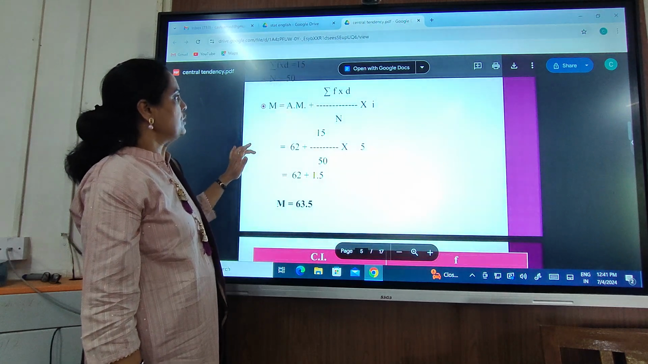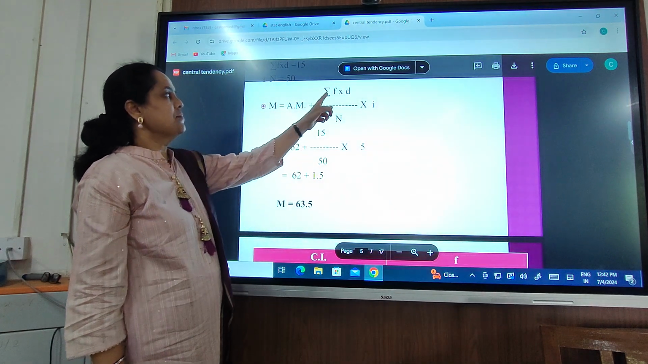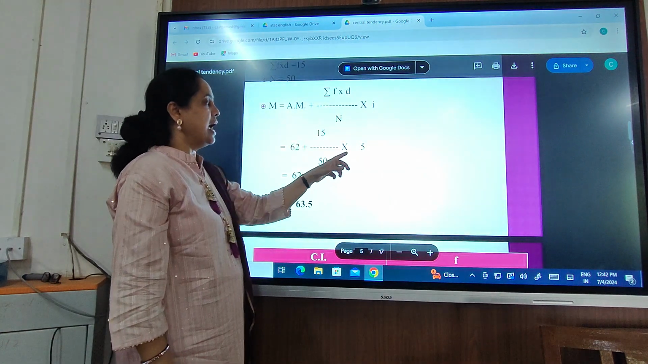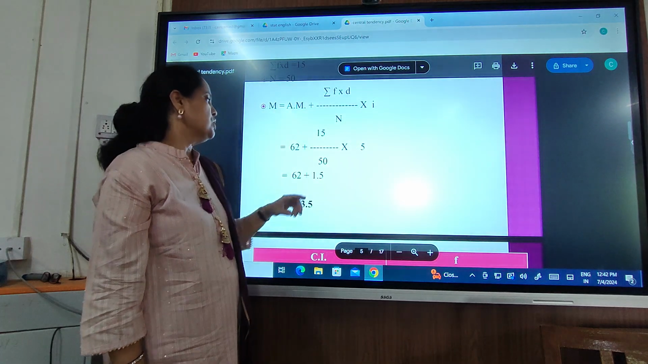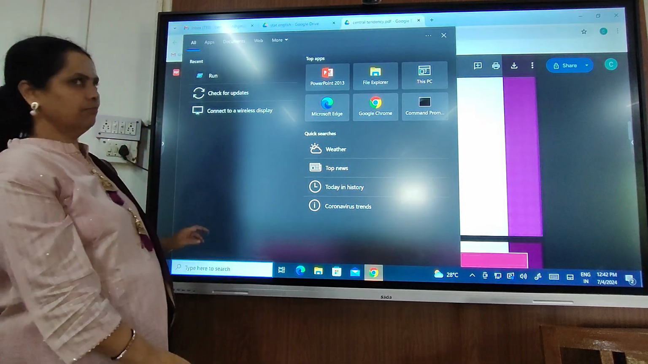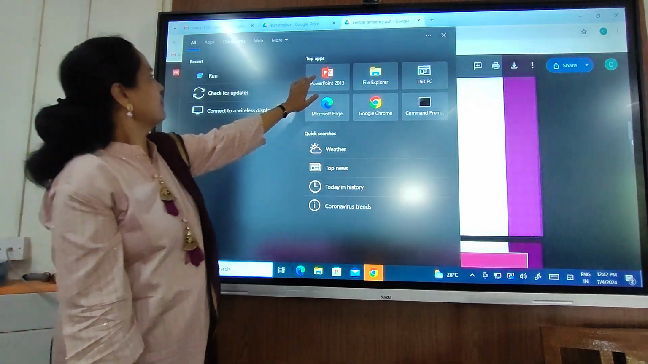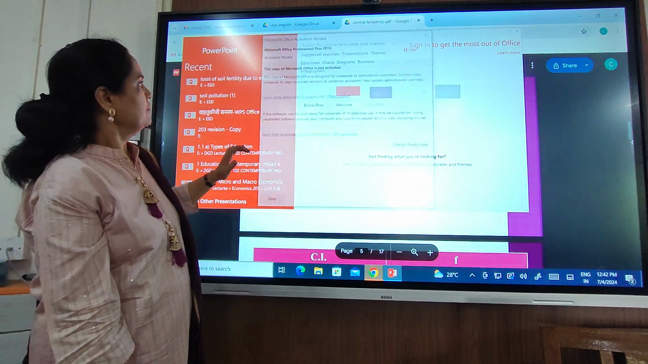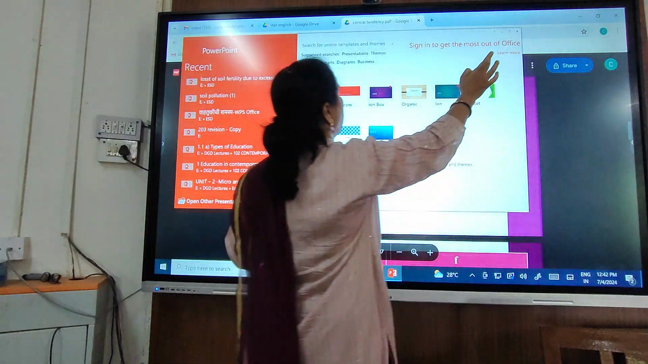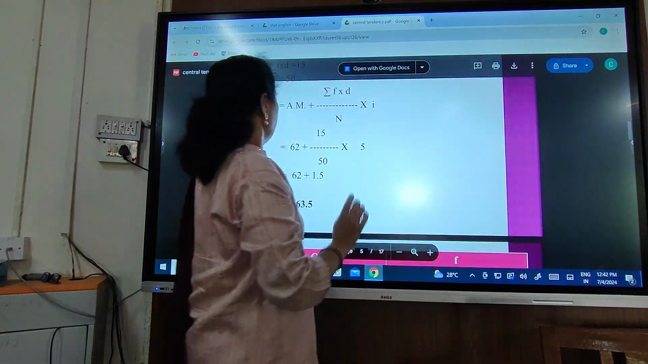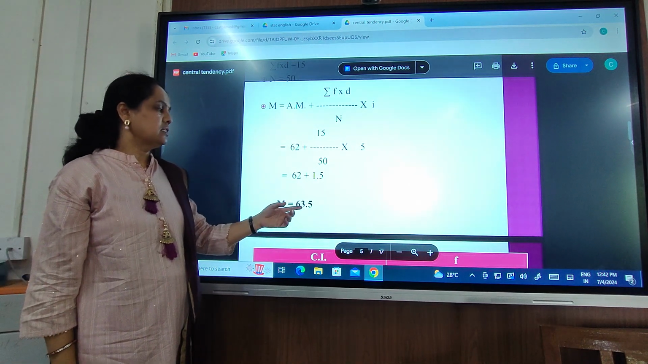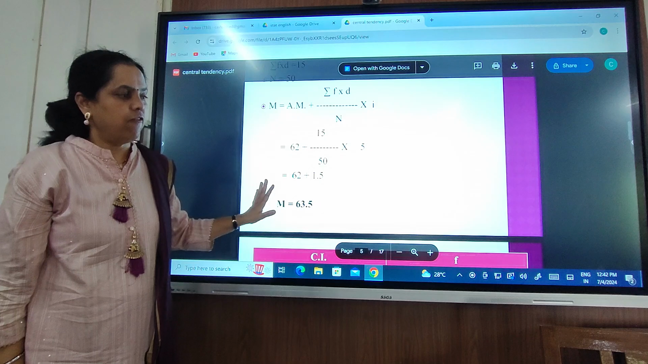Now let us put the values. AM is 62, summation of f into d is 15, total number of scores is 50 and the class interval is 5. So 62 plus 1.5, so the mean for this given grouped data is 63.5.